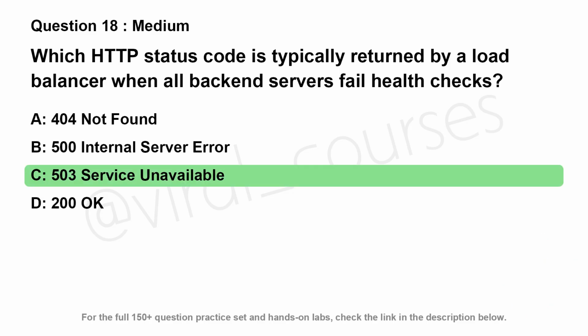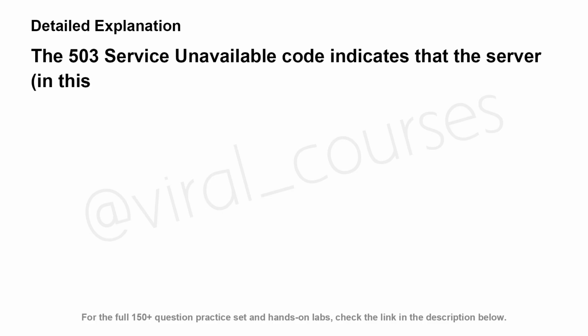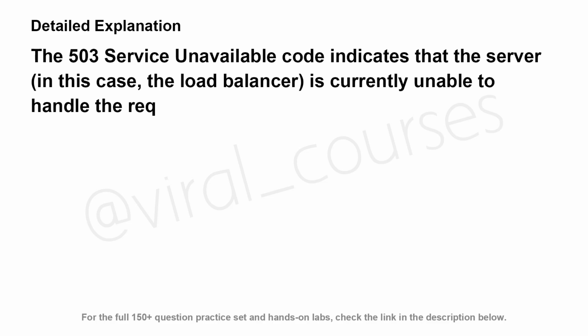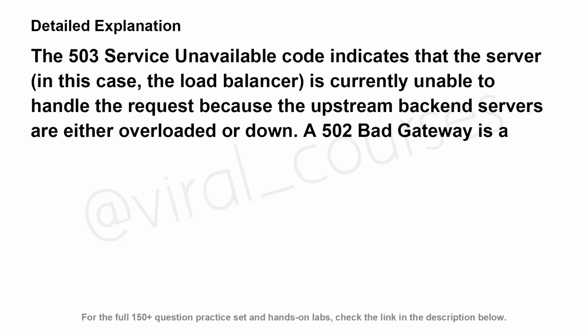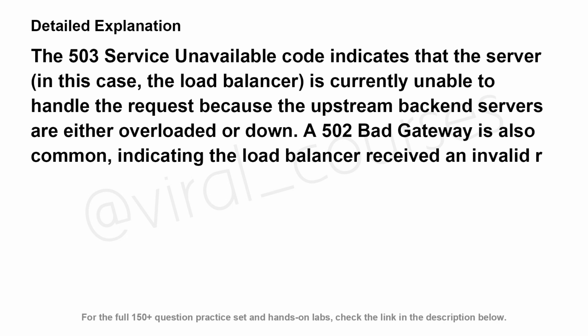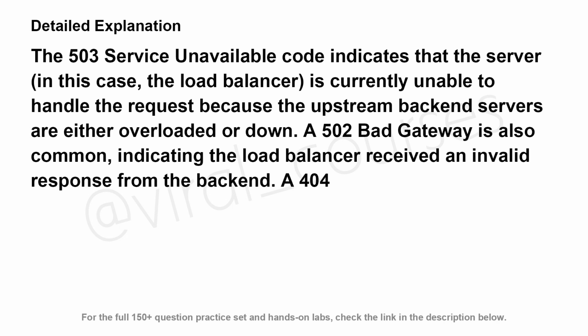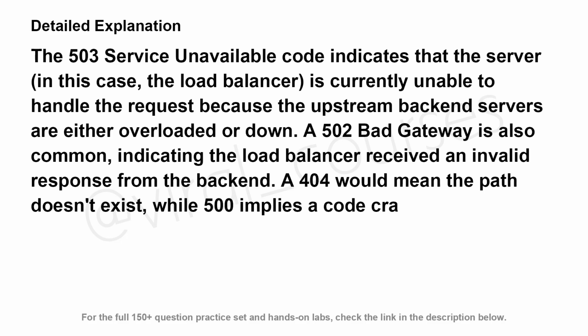The correct answer is C. The 503 service unavailable code indicates that the server, in this case the load balancer, is currently unable to handle the request because the upstream backend servers are either overloaded or down. A 502 bad gateway is also common, indicating the load balancer received an invalid response from the backend. A 404 would mean the path doesn't exist, while 500 implies a code crash on the server itself.